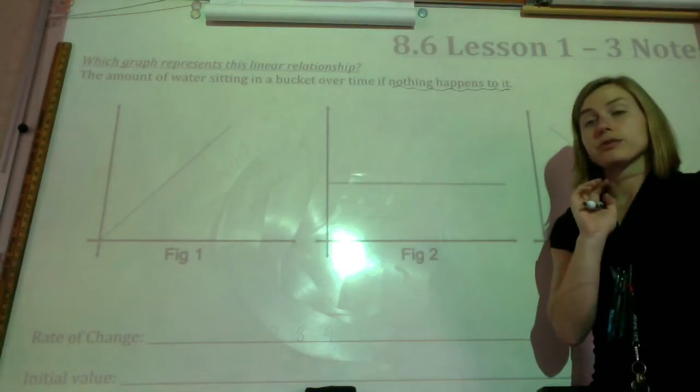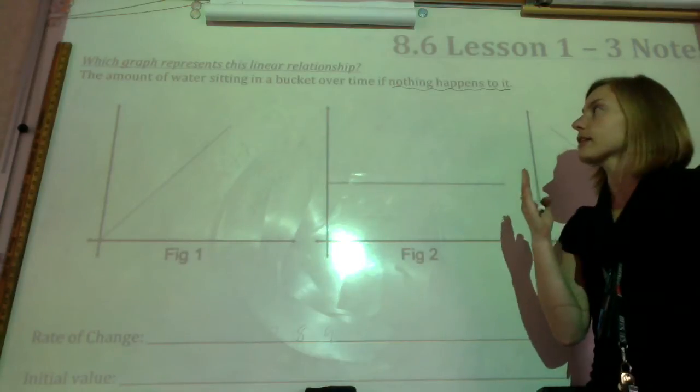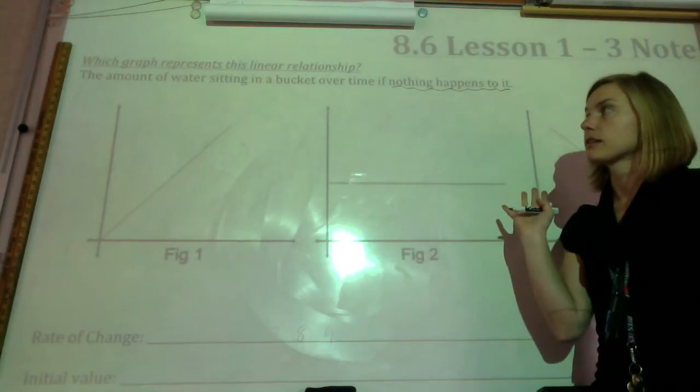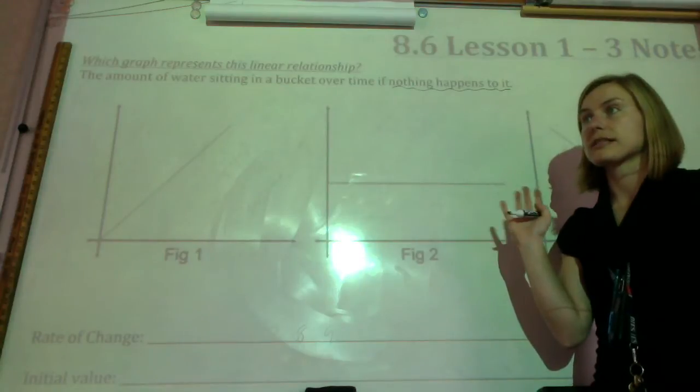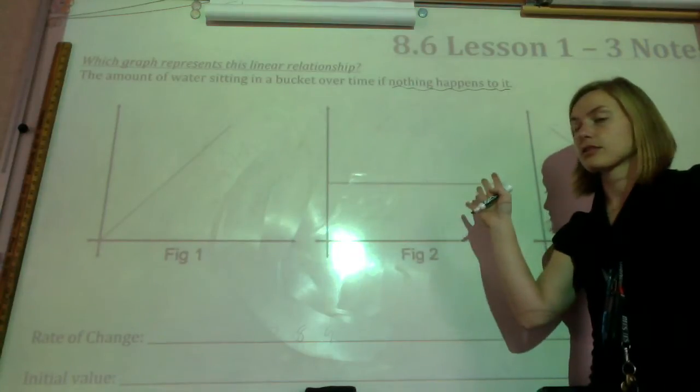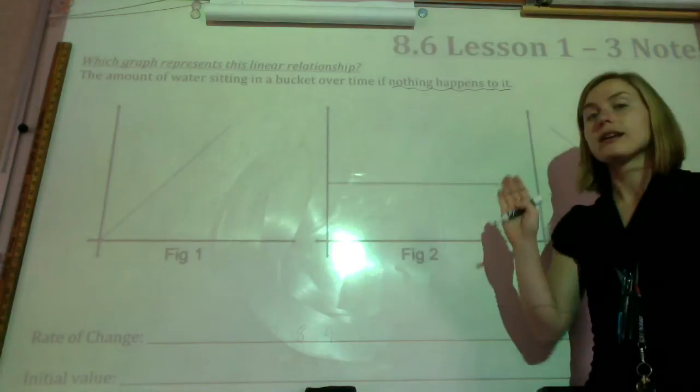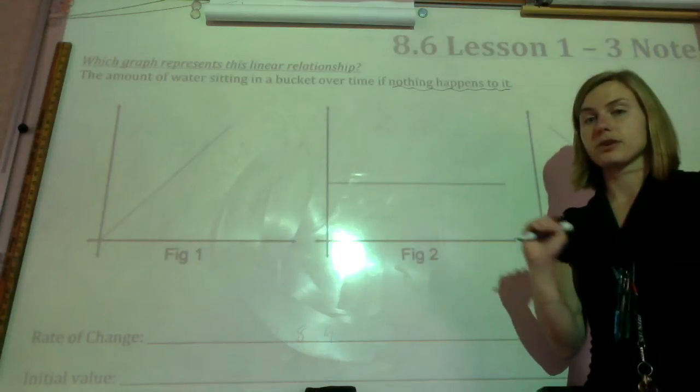I'm actually going to let you finish this one on your own. So thinking about the fact that nothing is happening, so no more water's being added, no water's being taken away, which one of these is the graph to show the relationship between the amount of water and time? Go ahead and finish that one up.